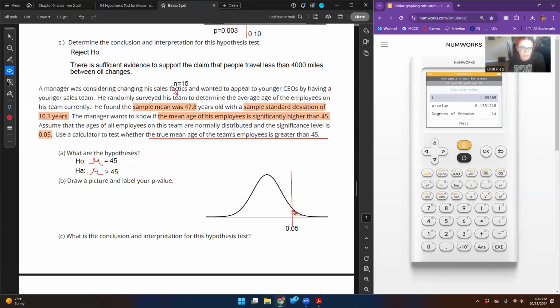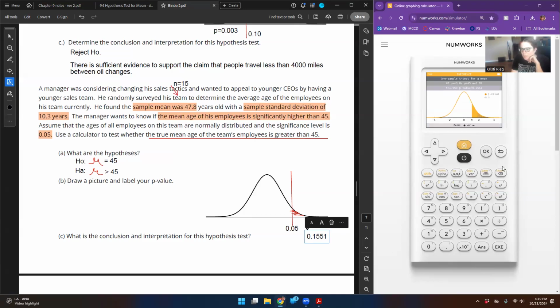Our p-value is larger than our alpha. There's our p-value. And so let me just write it on the picture so we know what it is. 0.1551. P is larger than alpha. So we are going to reject. Let's double check on the picture. And so we can see, I'm going to zoom in just a little. Here is our p-value. No, that's our alpha. Oh, p is smaller than alpha. What did I do?